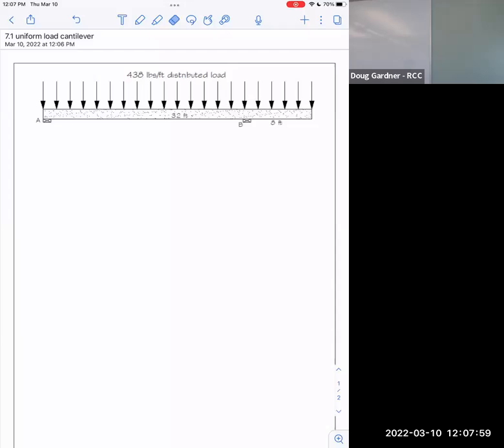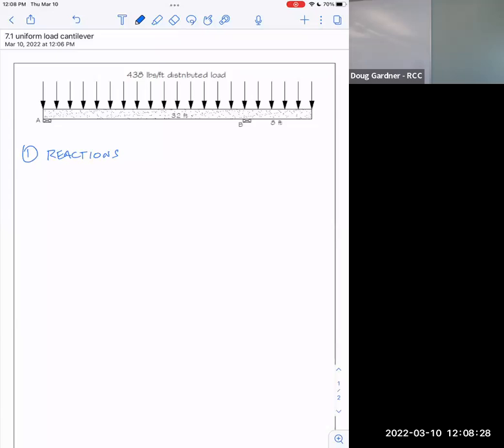So notice I made the load kind of simple. So let's see if we can do this really fast. We have a little less than half an hour, so we don't have to go terribly fast, but let's see. The first thing we've got to do is establish what engineers call reactions. And that really just means what are the forces at A and B that are going to counteract that 438 pounds per foot?